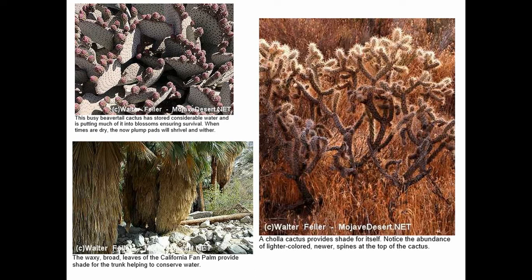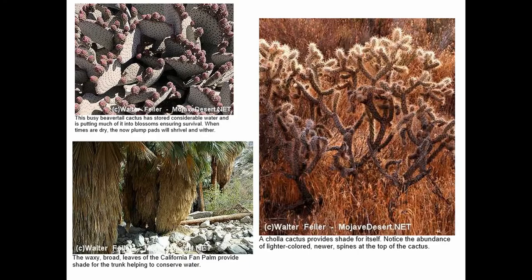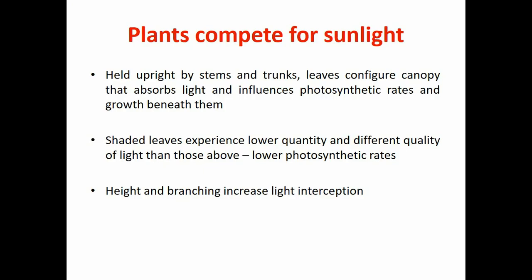So there's all sorts of stuff that plants have developed to ensure that excess light doesn't damage the photosystems. Hair, waxy cuticles, CAM, photosynthetic rate, those are all examples of ways plants have adapted to handle excess light to prevent photoinhibition.